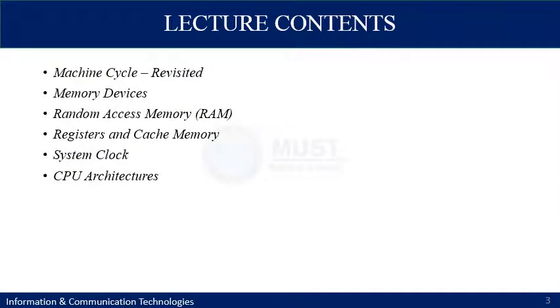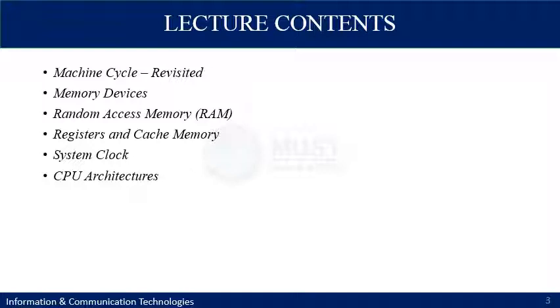So here are the lecture contents. I will briefly revisit the machine cycle which we discussed in lecture 1. Then we will move our discussion to memory devices, and the most commonly used memory device is the random access memory. Then on top of that we will discuss other memory devices which are used by the processors. These memory devices are registers and cache memory.